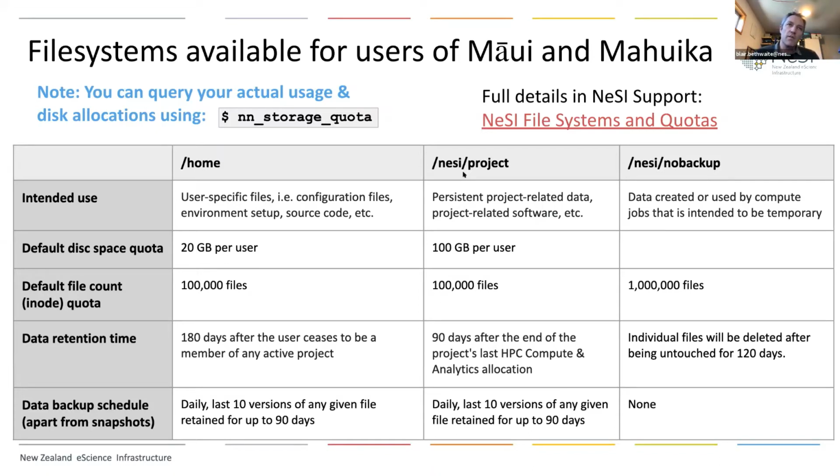You can also see in the table some of the key attributes of those file systems around default quotas and file counts that you get in those storage areas, and also information about backup and that sort of thing. That's all on the support site as well. Also note that if you're on the login nodes, there's a little script available, nn_storage_quota, which you can use to check your usage against your quota for your project.